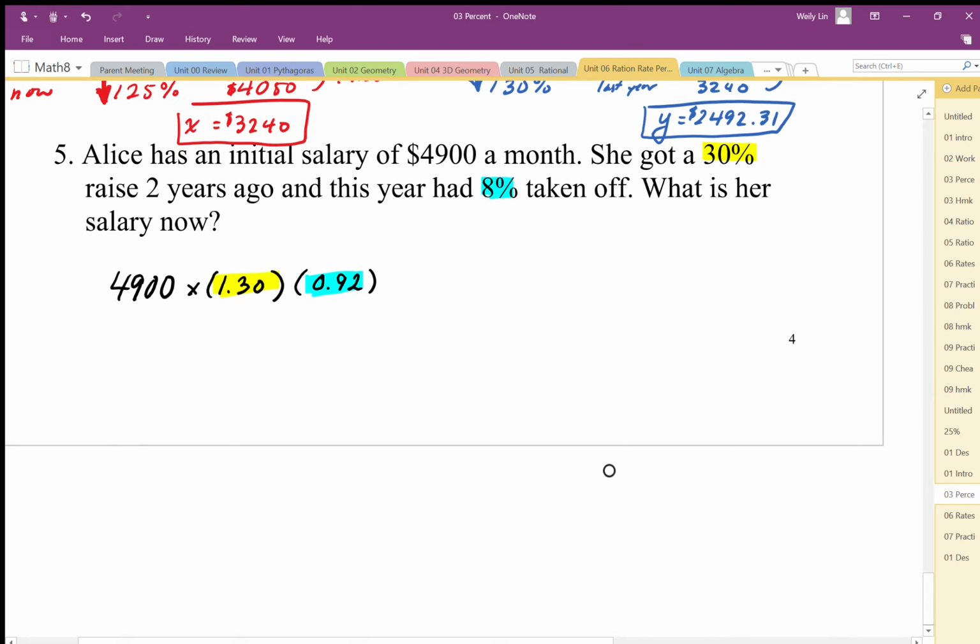And then this will calculate what we have at present. So I'm going to take 4,900 and times that by 1.3 and then times by 0.92. And that's going to give me $5,860.40. That's what her salary is presently.